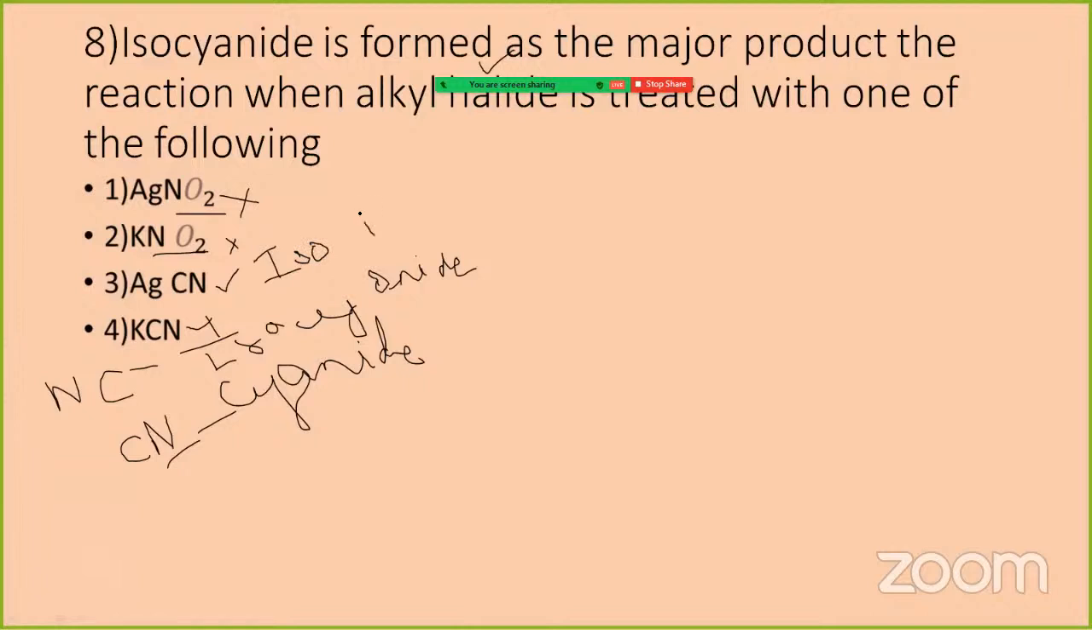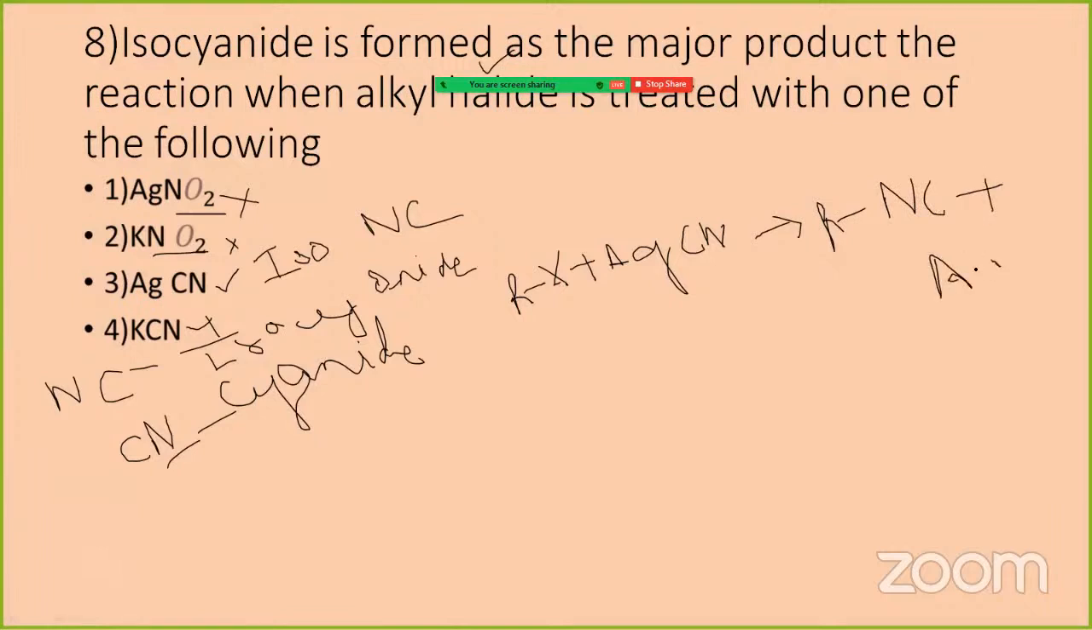So how does the reaction go? Alkyl halide plus silver cyanide, AgCN, will give rise to alkyl isocyanide plus AgX. So this is the answer. We are getting isocyanide when we are treating with AgCN. Hence our option is the third one. Third is the right answer.